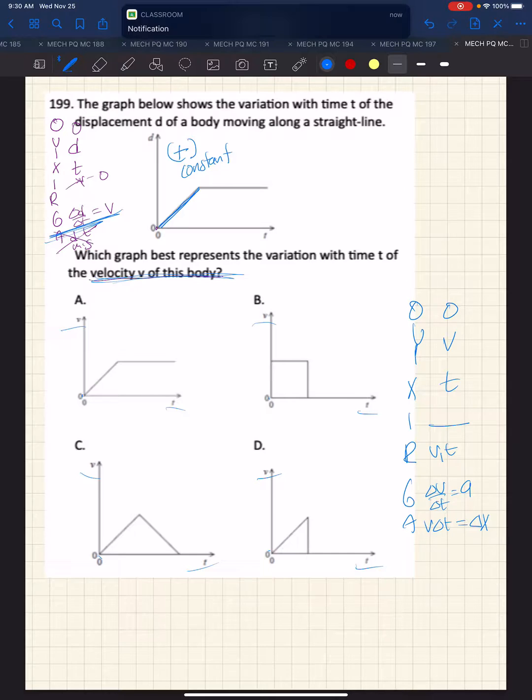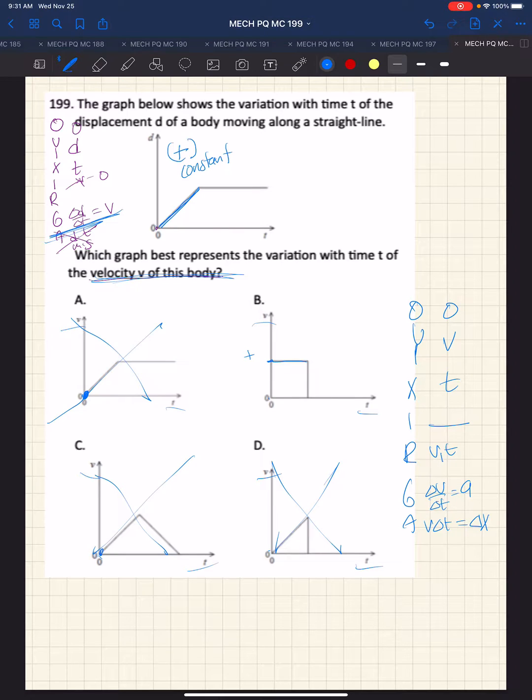So if we look at this first choice, A, it starts at 0. That's not true. We look at choice B, and we have a positive value that remains constant, so it could be B. We look at choice C, and it says the velocity is 0 at time 0. And choice D also says the velocity is 0 at time 0. So simply by identifying what that velocity value is at the outset allows us to choose the answer correctly.